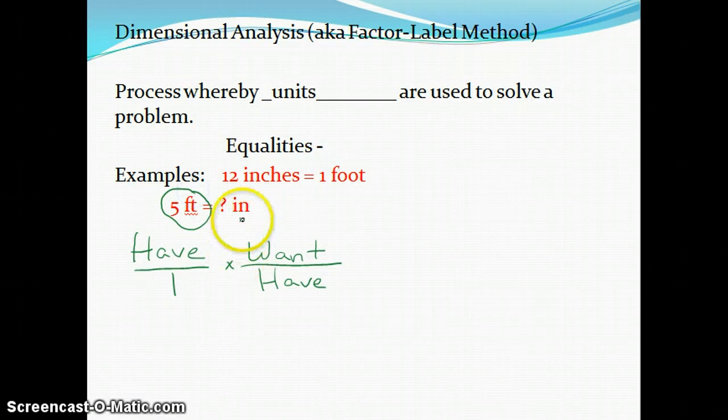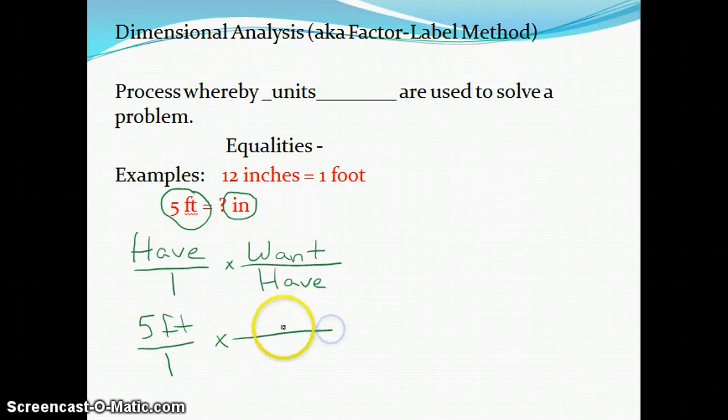So we are starting with 5 feet. We are starting with feet. What we want is we want our measurement to be in inches. So that is what we want. So if we start with what we have, 5 feet, and you'll want to write it out with the units, they will be part of your grade. We're going to divide that by 1, and then multiply by what we want, which is inches, over what we have, which is feet.